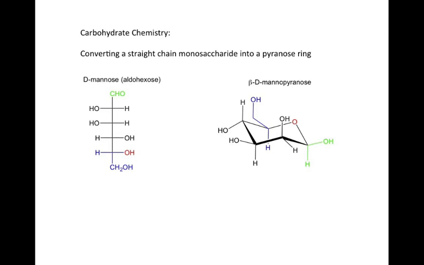Okay, in this video we're going to talk about some basics of carbohydrate chemistry. So we're just going to cover a couple of definitions here, and then we're going to work through an example of how we can convert a straight chain monosaccharide into a pyranose ring.